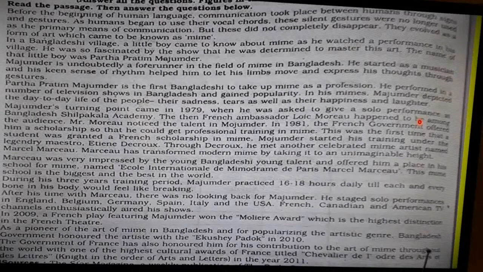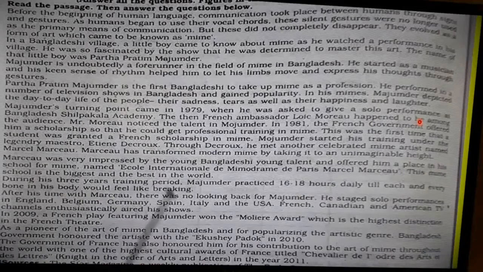As you see, that is a French name. In there is a bracket in English. You can see that Knight in the Order of Arts and Letters. So there is another contribution. The French government gave him another award, that is Knight in the Order of Arts and Letters. Knight, all right, in the year 2011. Do you understand?